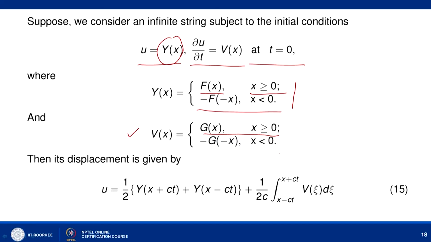Once we define y of x and v of x for the entire infinite region, I can apply D'Alembert's solution for this infinite string, and the solution is given as u equal to 1 by 2 times y(x plus ct) plus y(x minus ct), plus 1 upon 2c times the integral from x minus ct to x plus ct of v(ξ) dξ. Our claim is that with y and v defined as above, this will act as a solution of the semi infinite problem also.